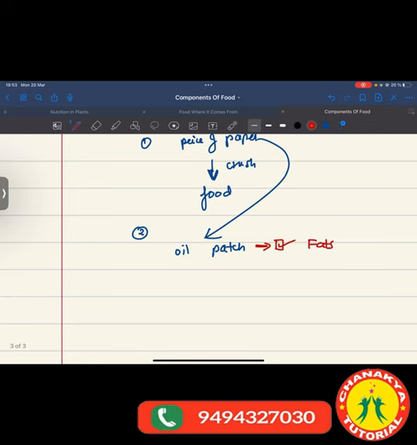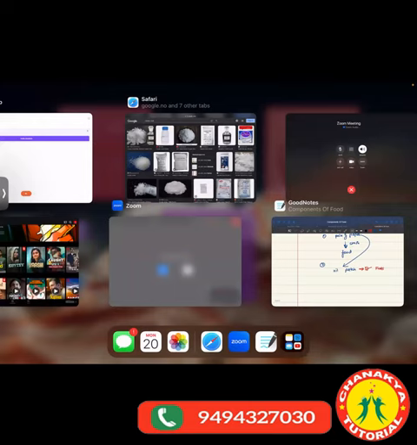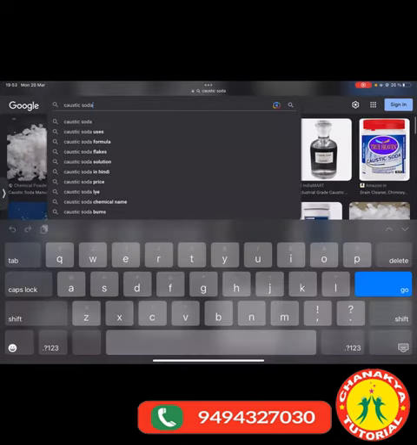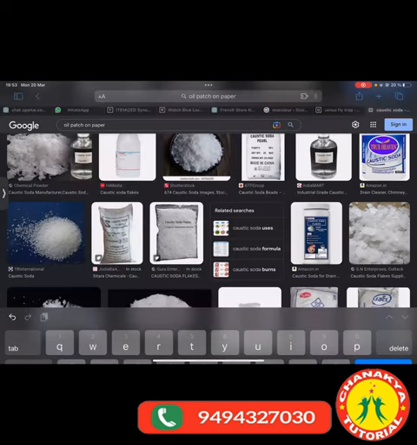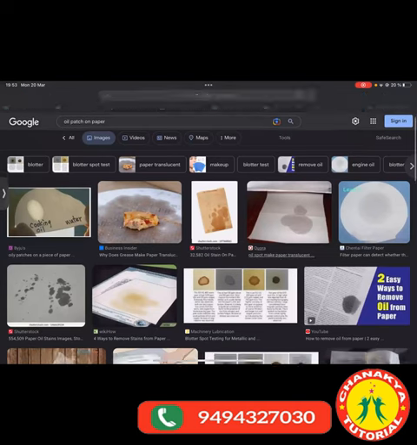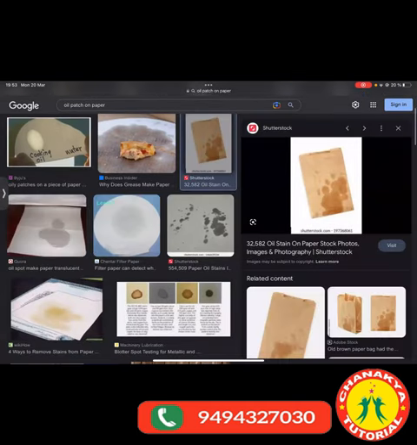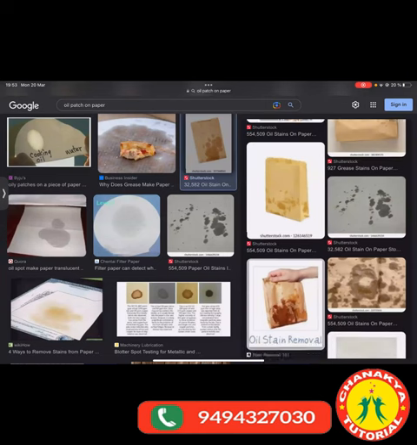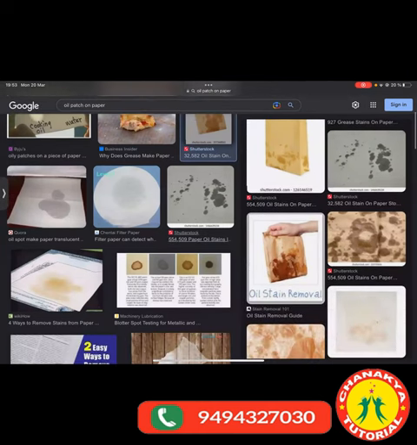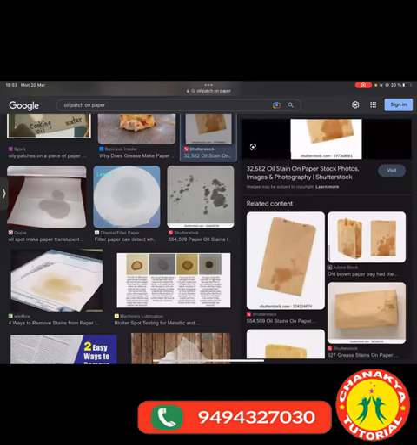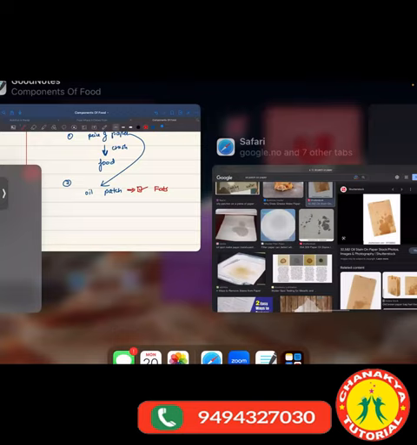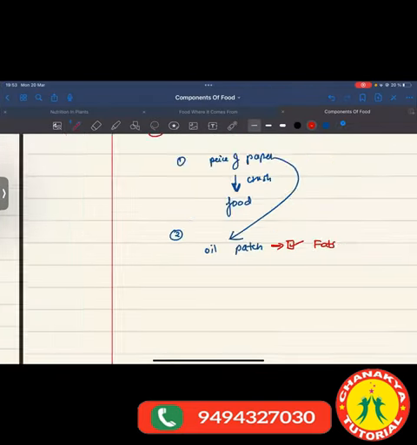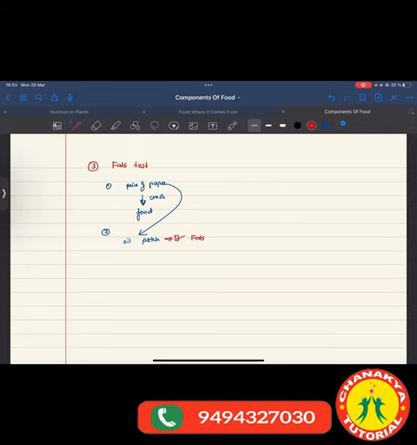Okay, it looks something like this. Can you see oil patches like this? Is it visible? Yes, yeah. So these oil patches show that the presence of fats are there. So now, also other substances: we don't have tests for vitamins and minerals, as vitamins and minerals are present in almost all components.